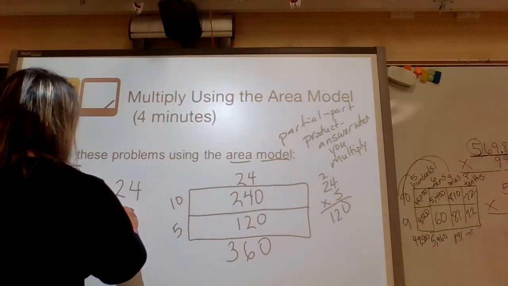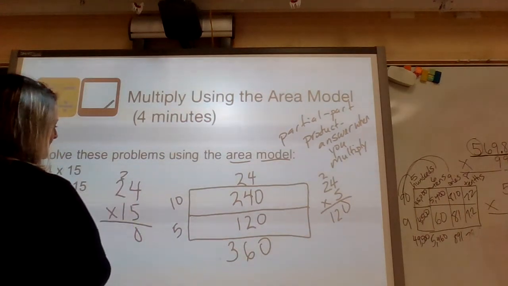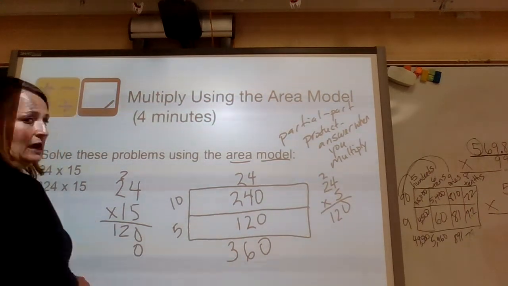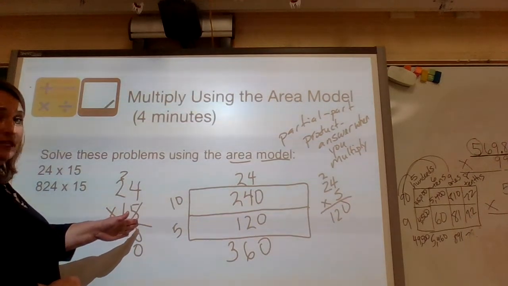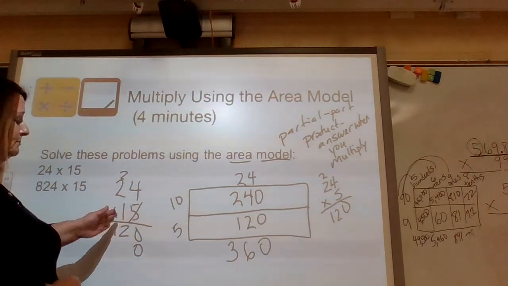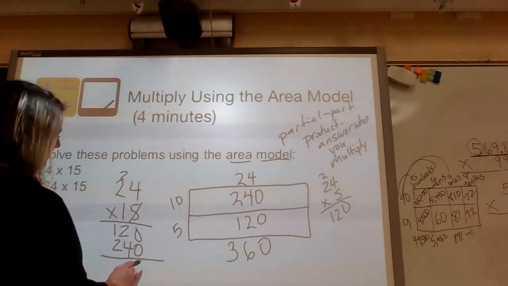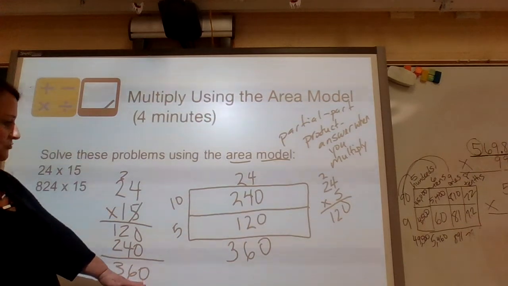Now I'm going to work this out using the traditional algorithm. I have 24 times 15. 5 times 4 is 20. 5 times 2 is 10, plus 2 is 12. I'm going to write my 0 here because I'm finished with my ones place and now I'm going to my tens place. 1 times 4 is 4. 2 times 1 is 2. And this gives me a product of 360.